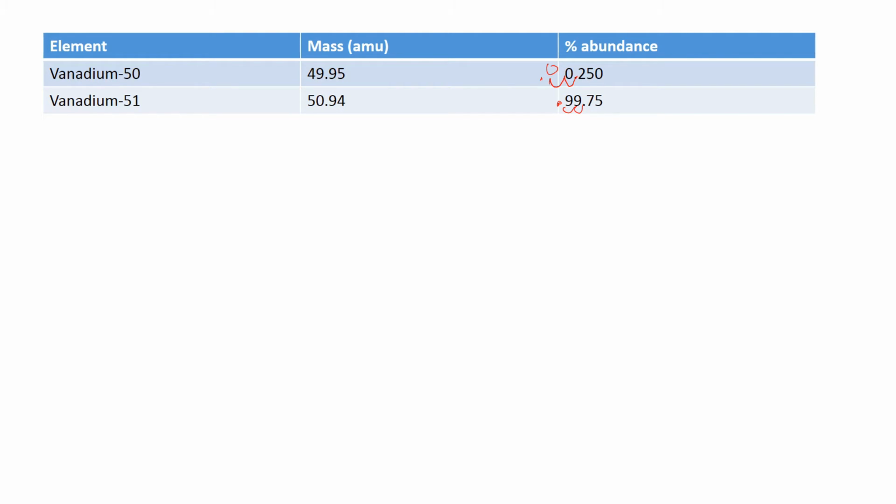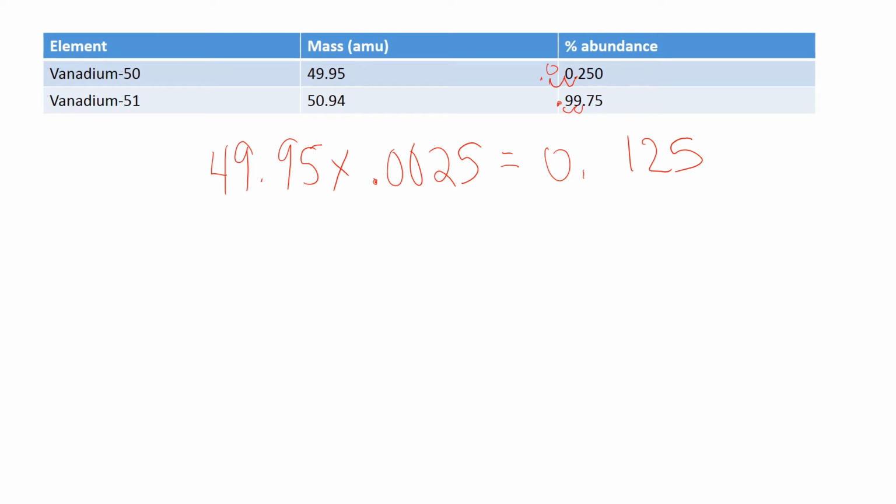So the first step in this problem is to take my first mass for vanadium 50, which is 49.95, and I'm going to multiply that by my abundance, now that I've moved the decimal place over, which is 0.0025. When I multiply these, I get 0.125.